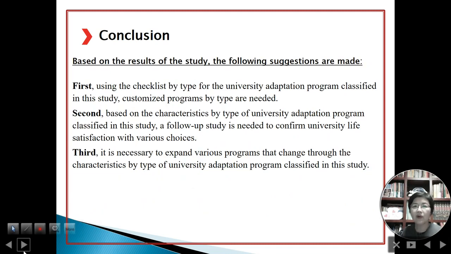Based on the results of the study, the following suggestions are made. First, using the checklist by type for the university adaptation programs classified in this study, customize programs by type as needed. Second, based on the characteristics by type of university adaptation program classified in this study, a follow-up study is needed to confirm university life satisfaction with various choices. Third, it is necessary to expand various programs through the characteristics by type of university adaptation program classified in this study.